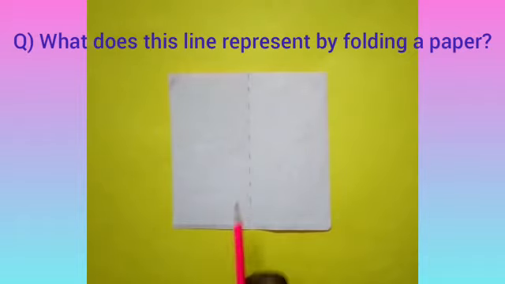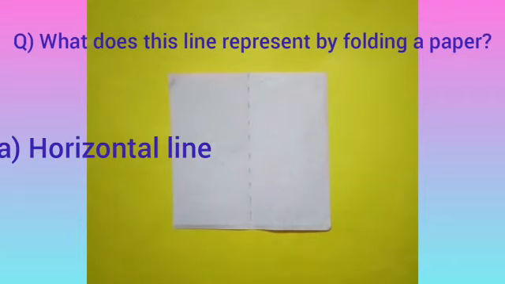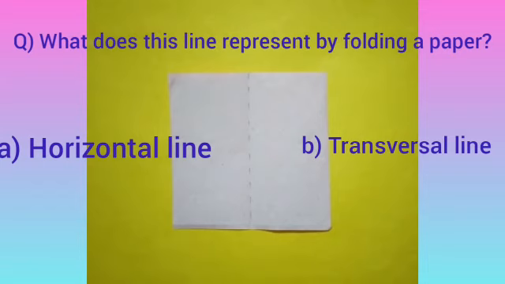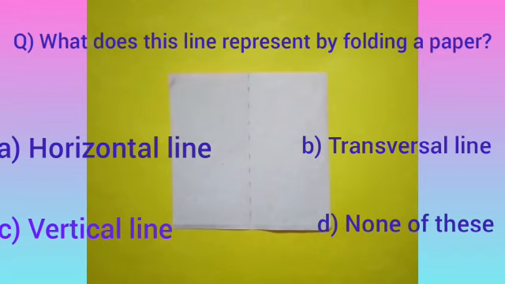Dear students, it's time for a practice question. Students, what does this line represent by folding a paper? Option A, horizontal line. Option B, transversal line. Option C, vertical line. And option D, none of these. Students, what does this line represent? This line represents a vertical line. The correct answer is C. So we put a tick on C.